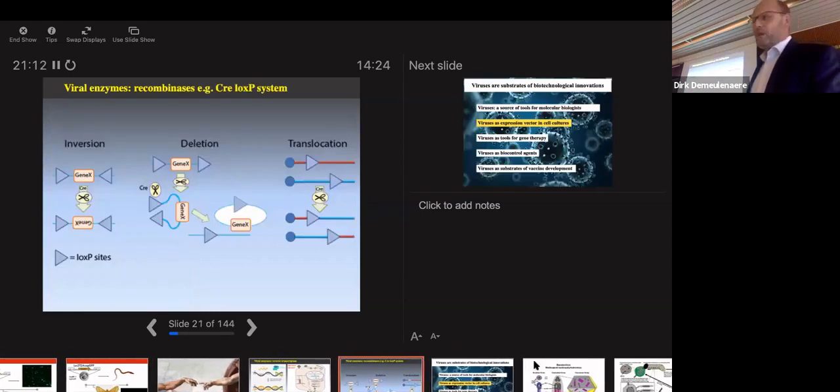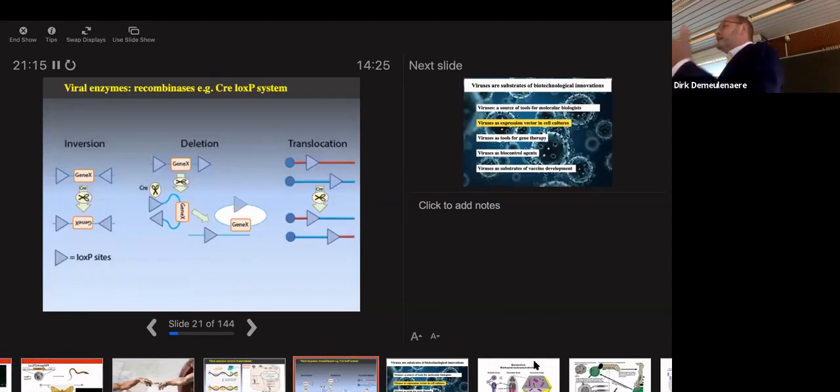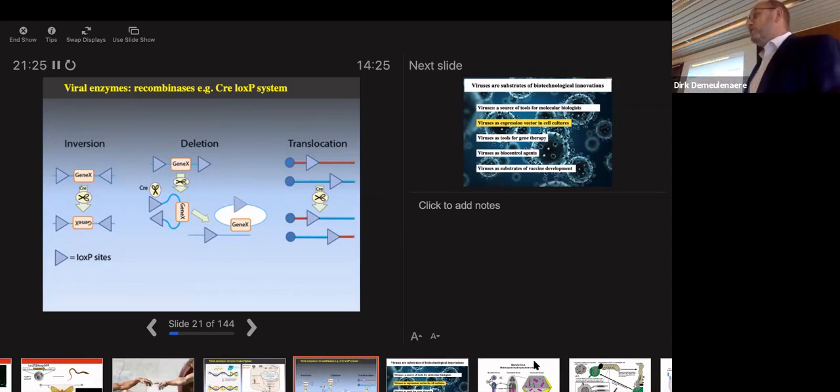Other example, loxP. If I ask people where loxP sequences and Cre recombinase come from, again they say Promega, New England Biolabs. No, it has been cloned from viruses. This comes from bacteriophage P1, a temperate bacteriophage that inserts its genome into the genome of the host. And this is a fantastic system that we nowadays use in molecular biology for different purposes. Just a brief description: if you take two loxP sequences, you will have different effects based on the number of lox sequences that you put and their orientation.